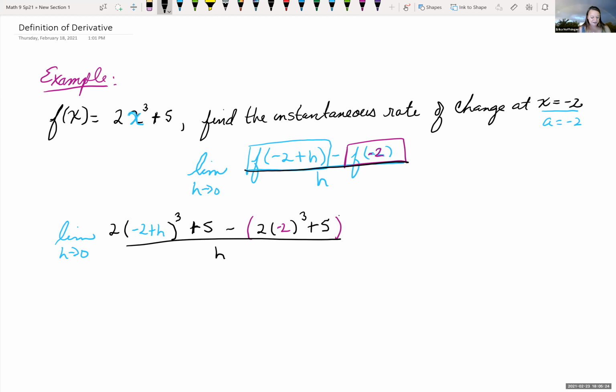Okay, so we have some expanding to do and distributing and combining like terms. We can either do this right here, or we can do it on the side. You just need to be careful.